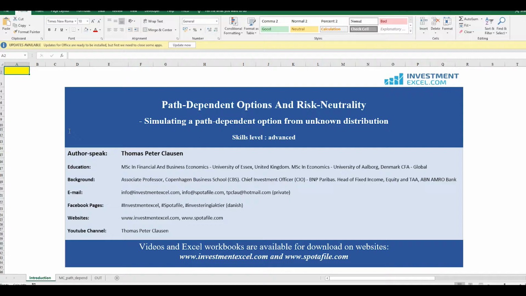Today I will demonstrate how to calculate the price of a path-dependent option with the risk neutrality technique. Particularly, I will look at a group of options called lookback options, and as the name suggests, the lookback options look back at the observed path of underlying stock prices and do some manipulation in order to create the ultimate price at maturity that has to be compared with the exercise price in the option.